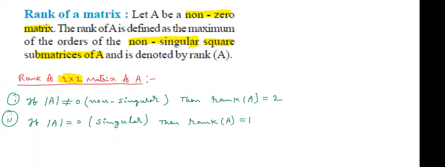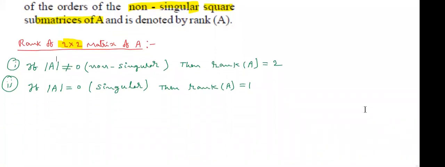What is the rank of a null matrix? 0. Only the rank of a null matrix is 0. Other than the null matrix, we get rank 1, 2, 3, 4 like that. But observe the order of the matrix. If 2 by 2, maximum rank is 2. 3 by 3, maximum rank is 3. 4 by 4, maximum rank is 4. Students, do you understand now how to find the rank of a 2 by 2 matrix?